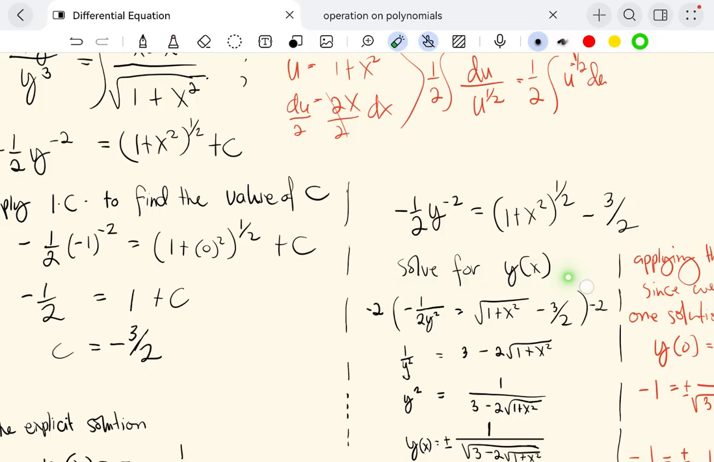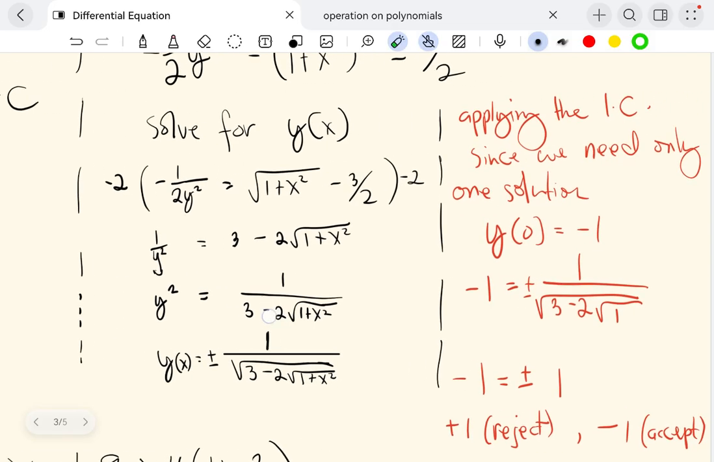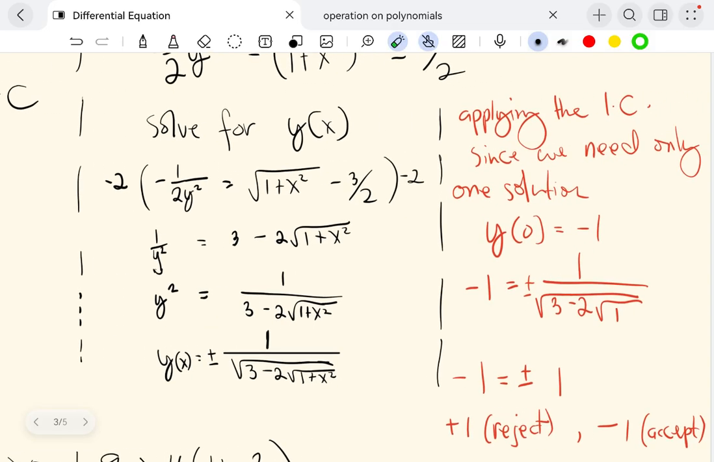So for y of x, we need to eliminate this 1/2. So multiply by negative 2, and you will end up here with y squared, 1 over y squared and so on. Then by reciprocal, you have here this one, and then therefore this one. And take note again, we have two solutions. We only need one, so apply again the initial condition to find out which is the real solution for this y of x.